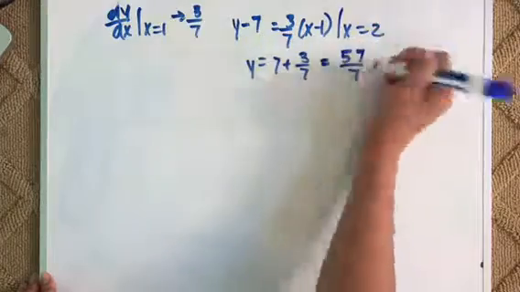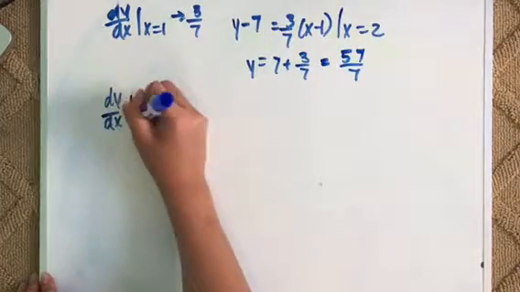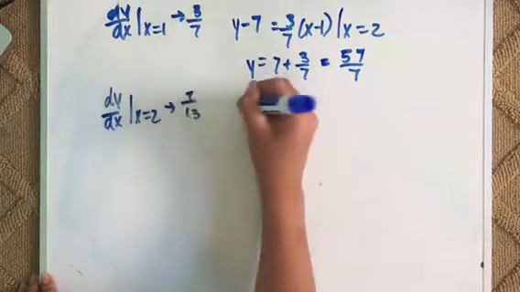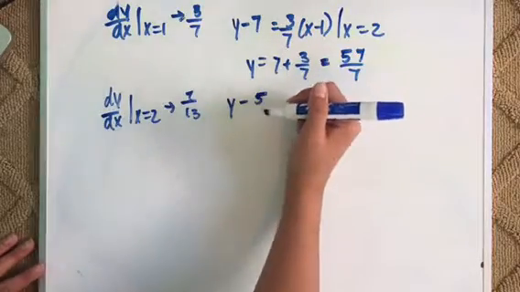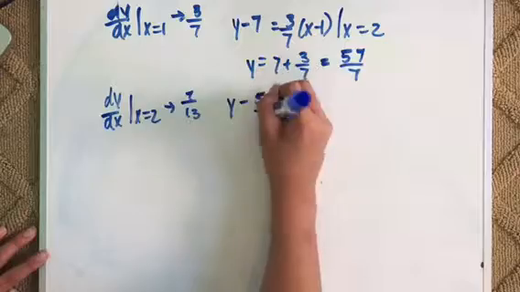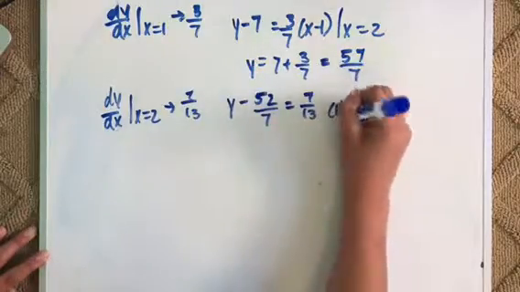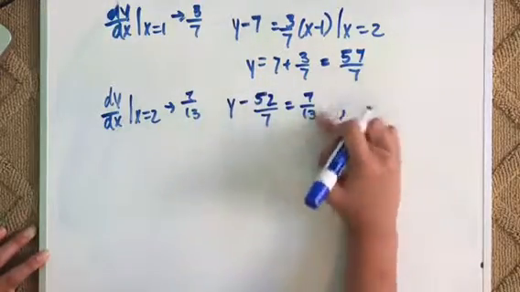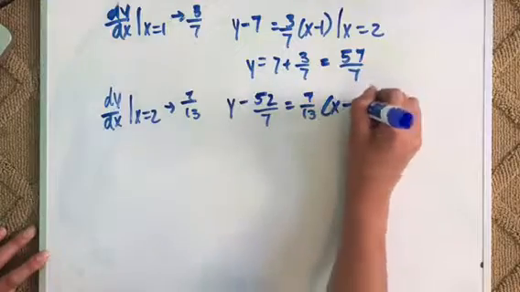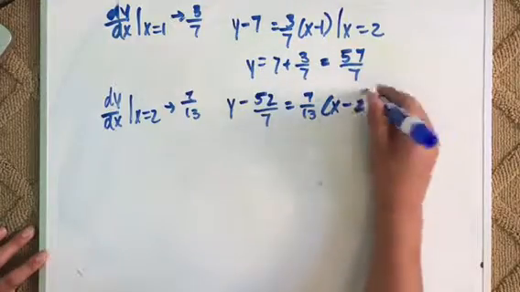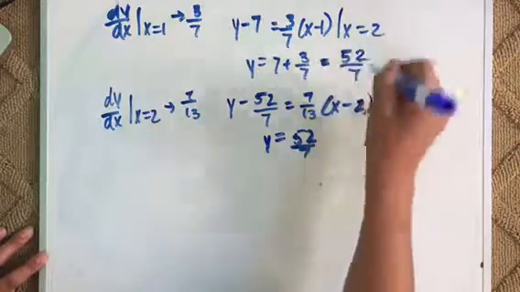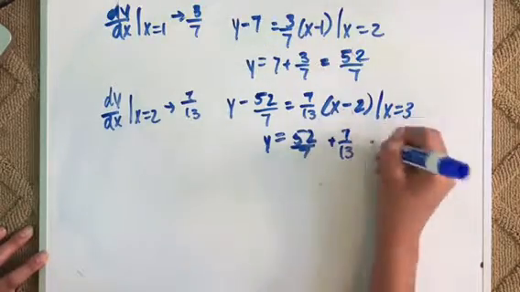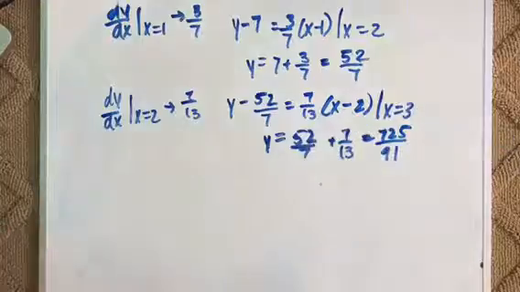We plug in x equals 2 and we should get y equals 52 over 7. Then we plug in x equals 2 into dy/dx and we get 7 over 13. Then we plug it into our point-slope form, which is y minus 52 over 7 equals 7 over 13 times x minus 2. We plug in x equals 3 and we should get 52 over 7 plus 7 over 13 equals 725 over 91.